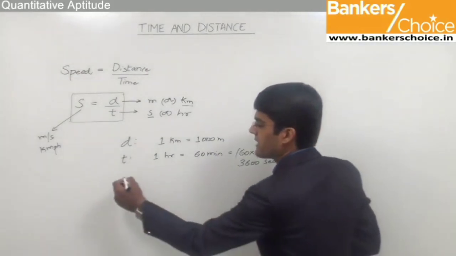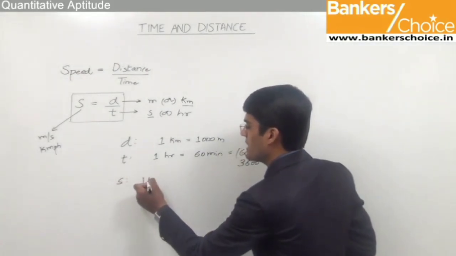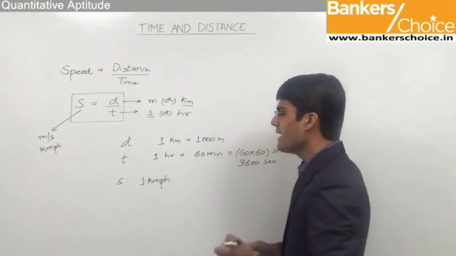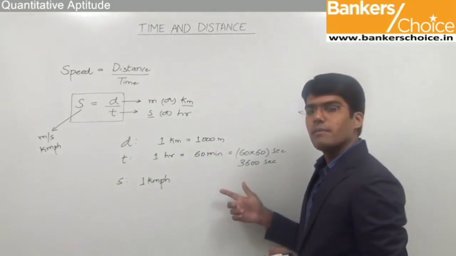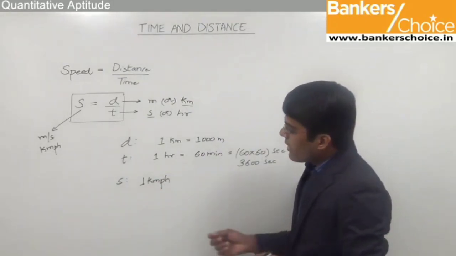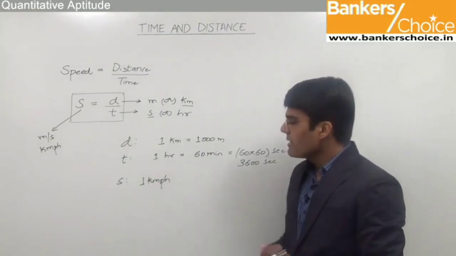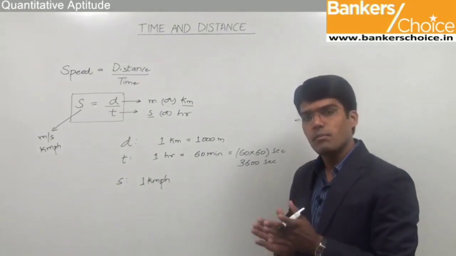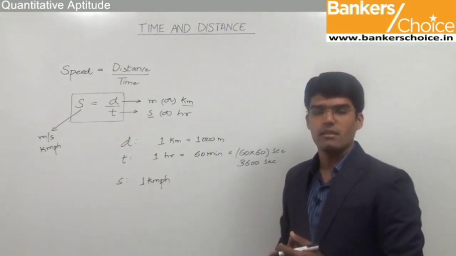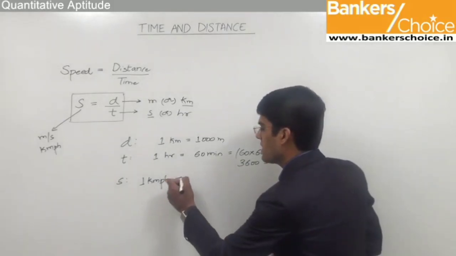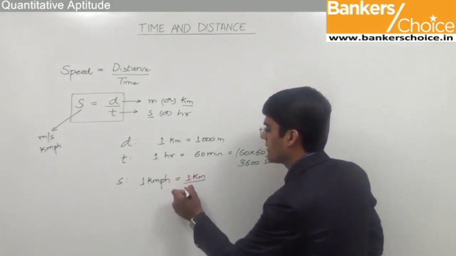Let us now look at how to convert the speed from one unit of measurement to the other. For example, let us assume the given speed is 1 kilometer per hour. Let's understand how many meters per second that will be. As you can understand here, 1 kilometer per hour indicates that the body can travel a length of 1 kilometer in 1 hour.